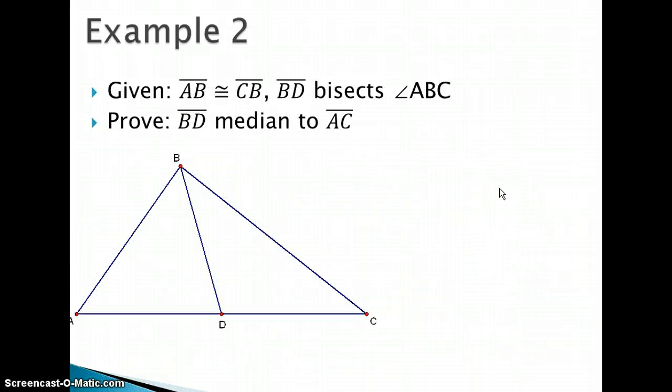Alright, next one. Sorry about that. And in this one we're trying to show that we have a median. So we're trying to show in the end that we do have those segments that have been bisected. So I'm going to start off with AB congruent to CB. That's my given information.